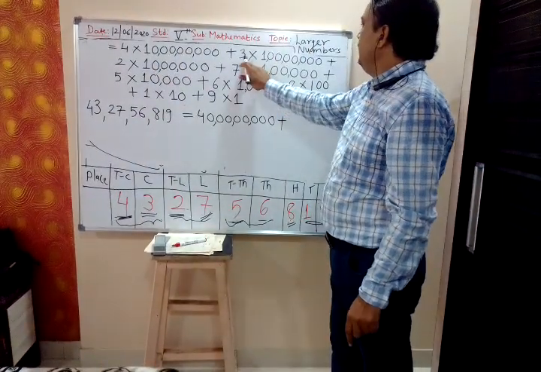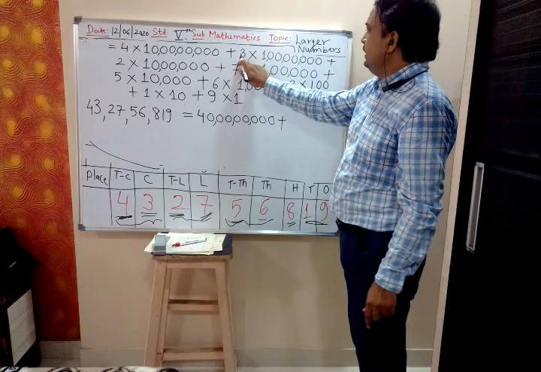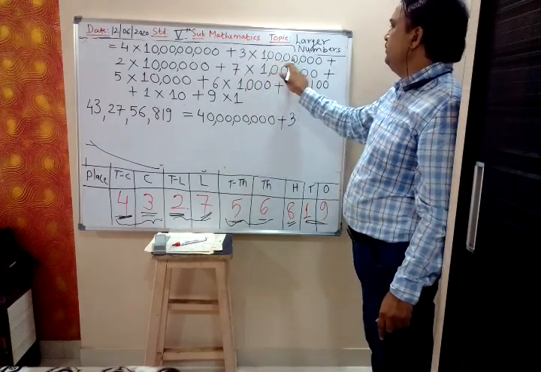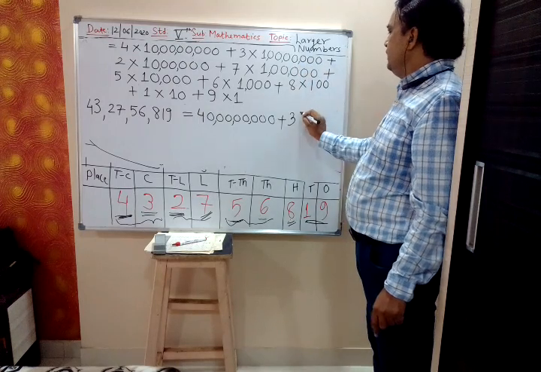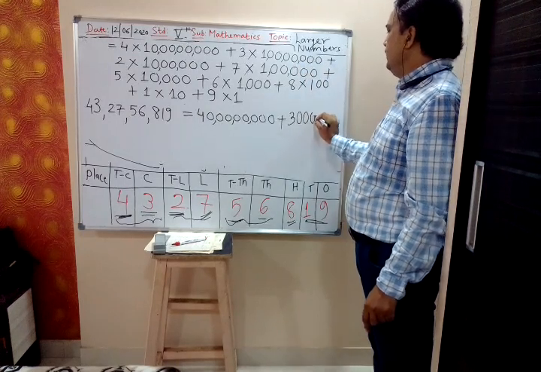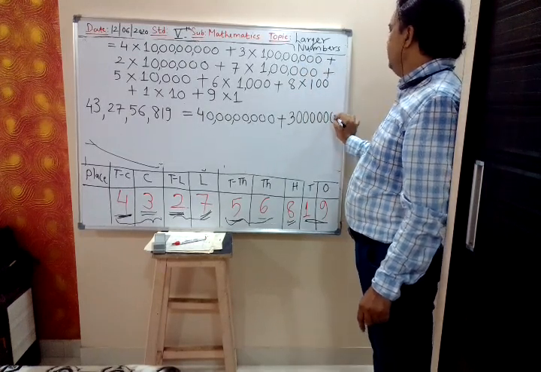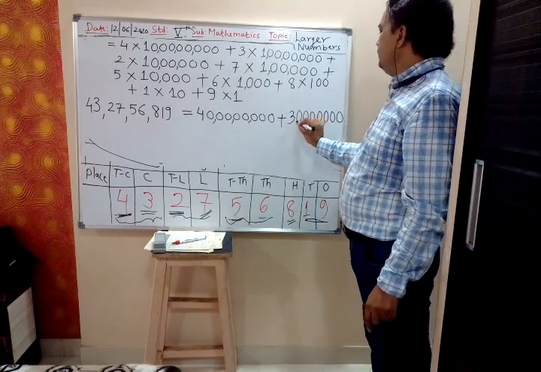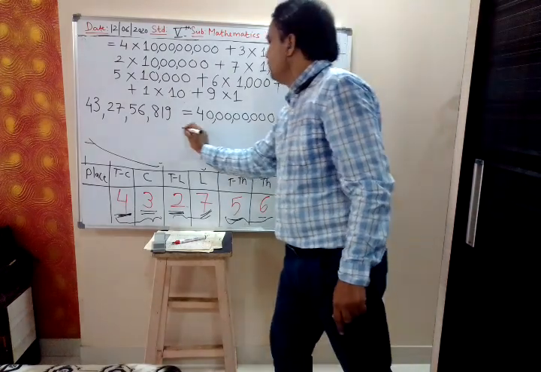Plus 3 into 1 crore. 3 into 1 is 3. How many zeros? 1, 2, 3, 4, 5, 6, 7. We put the comma: 3, 2, 2. 3 crores.